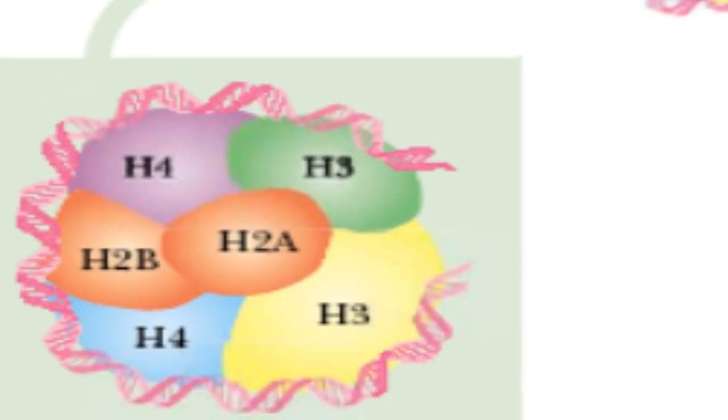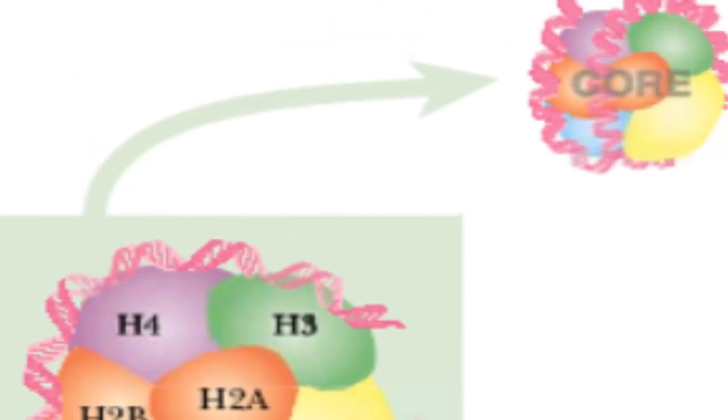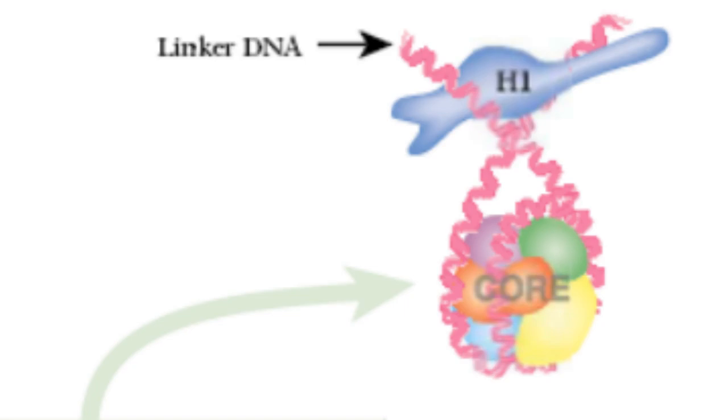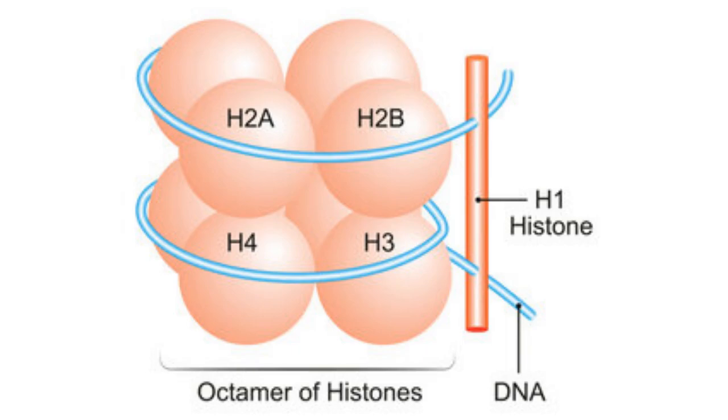And 54 base pairs of linker DNA, that is, 146 base pairs of DNA wrapped around it and 54 base pairs of linker DNA. A total of 200 base pairs per nucleosome unit.